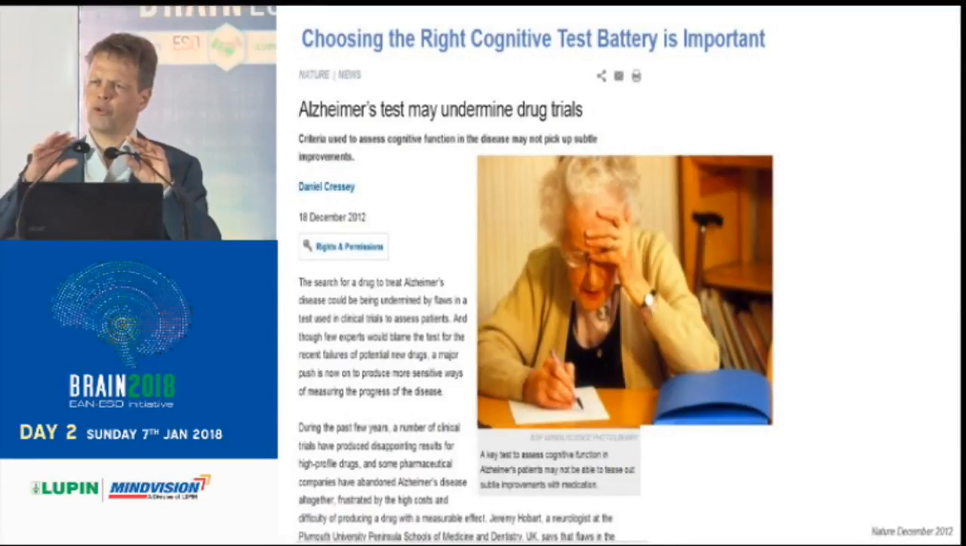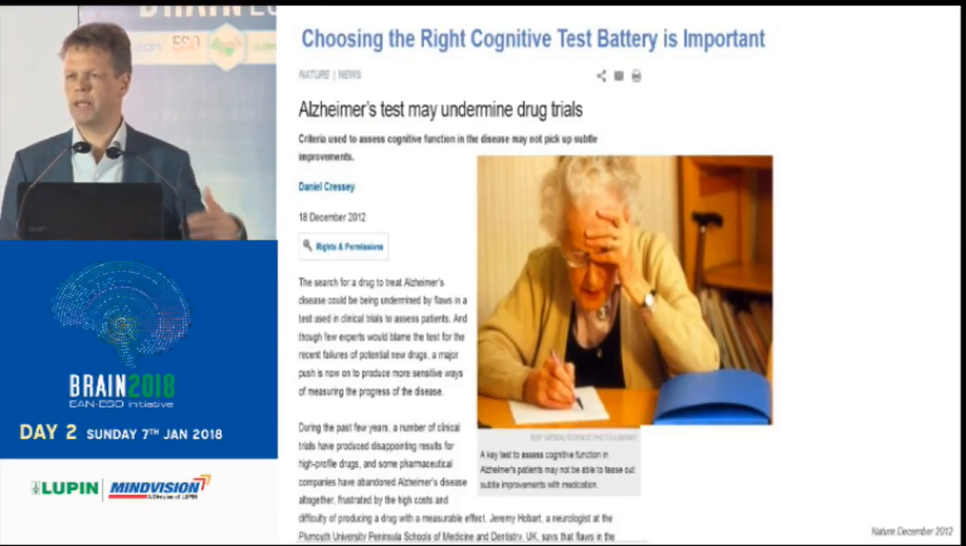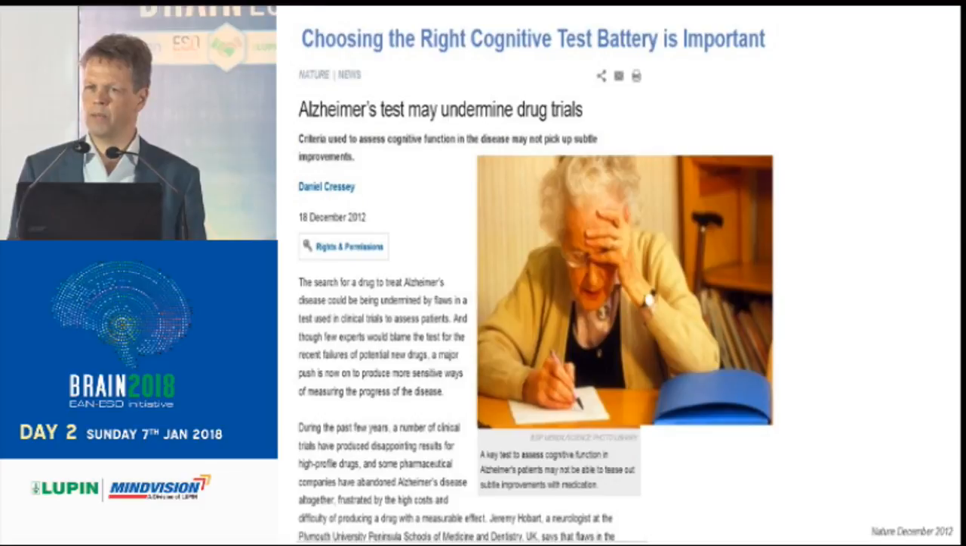Now, it's not trivial, because it takes time, and because choosing the right test battery is really essential. There have been, and this is from an article published in Nature in 2012, instances where choosing the wrong cognitive test battery has jeopardized the results of clinical trials. So, for example, if you are going to test patients with vascular disease, you need to include processing speed and executive function items. Otherwise, you will miss especially the subtle cognitive deficits in patients with MCI.